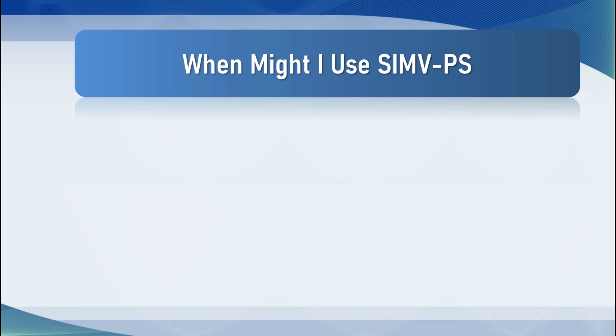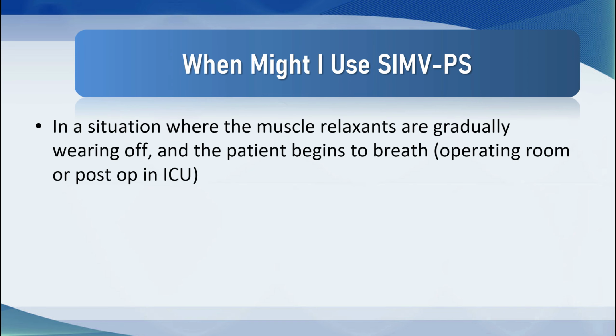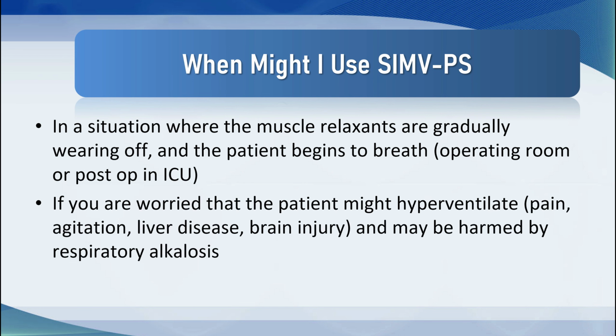Well, when might one use SIMV and pressure support? Well, it seemed to me that it's a decent enough mode of ventilation to use where muscle relaxants are gradually wearing off and the patient is beginning to breathe. And to me, the obvious place to use this is in the operating room, where you may have given muscle relaxants to a patient to intubate them, but have no interest in giving muscle relaxants subsequently during the case, and you'll allow the patient to start breathing, and perhaps you might help them with some pressure support when they start breathing themselves. You know, there is an argument for also using it post-operatively in the ICU.